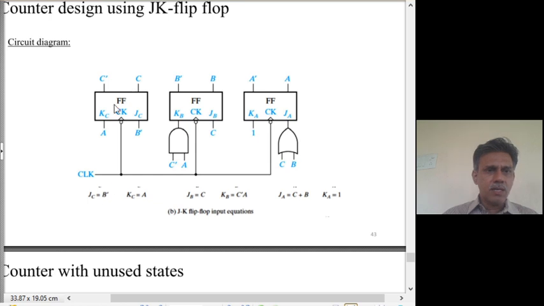So this is C. So JC is just B dash. So B dash has to be connected here, and A has to be connected here, and JB is just C, has to be given here. This is C dash A, and K is 1, and JA is C plus B, C or B. Of course, you would use OR gates, or tap these A, B, B dash and all these things from these 6 signals and then recirculate it. So this is how you have got it.